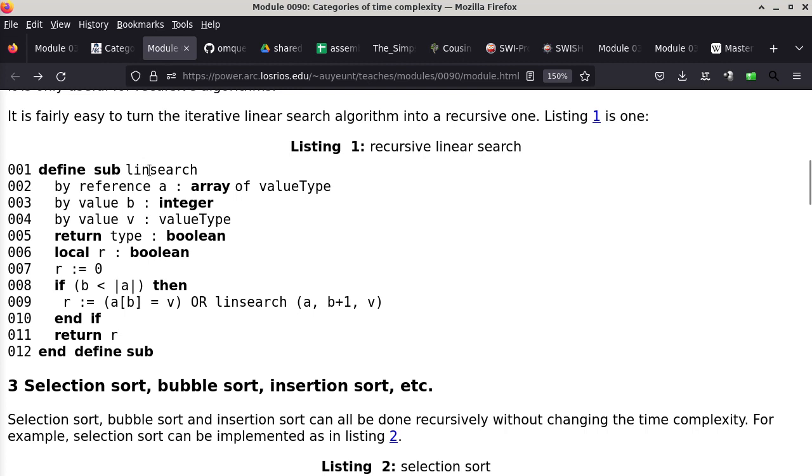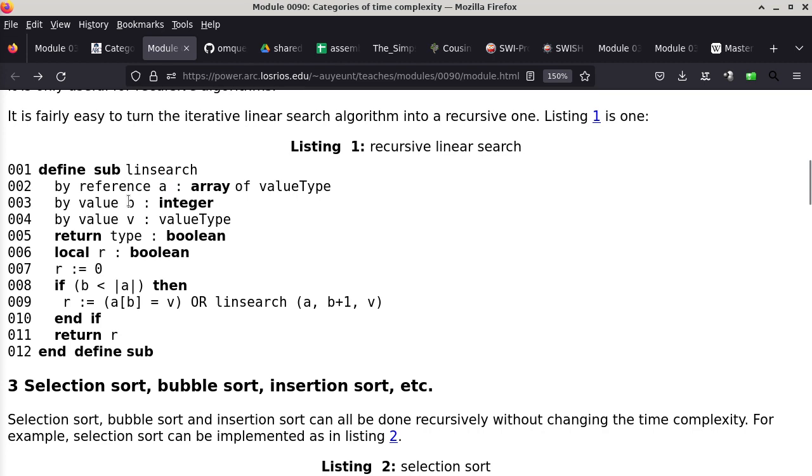You have the name of the subroutine being lin search for linear search, and then we have all of these parameters. A is a parameter that is passed by reference. B is passed by value, and so is V, which is also passed by value. The type of A is just an array of some kind of value type. I don't even care what value type we're dealing with here, as long as we can check whether something equals or not. And V is the value that we are searching for in the array, which is of the same type as the array. In other words, I just want to know, is this value V in the array A? That is basically what this is asking for.